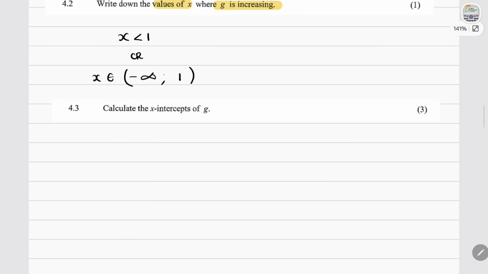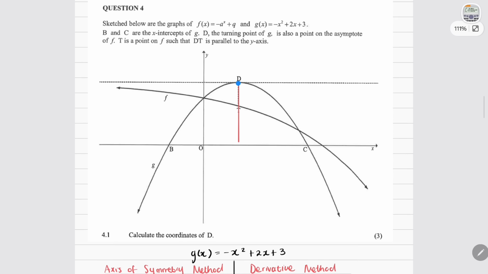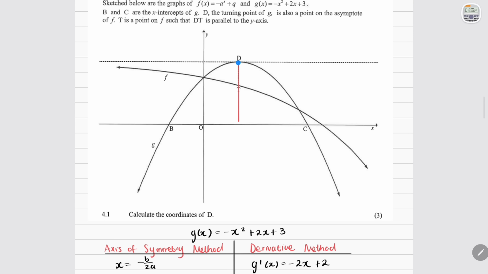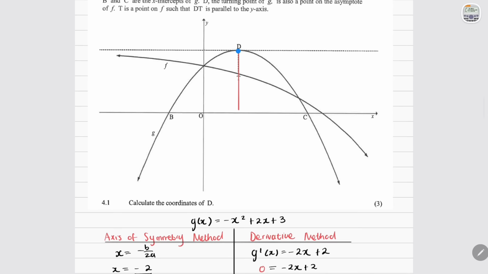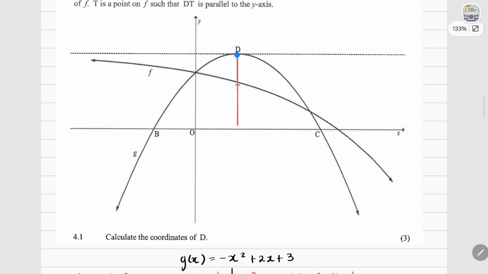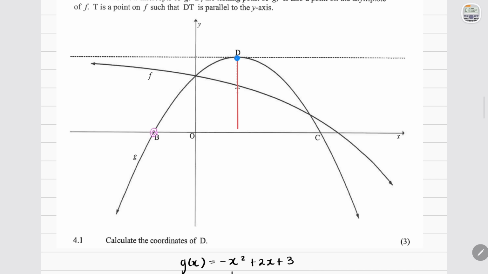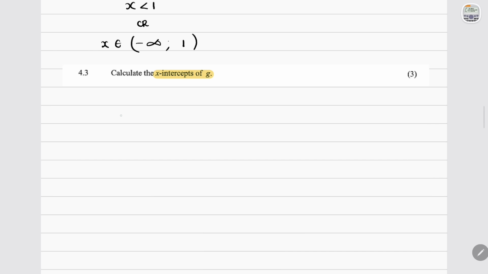The next question, 3.4, says calculate the x-intercepts of g. Okay, so the x-intercepts of g, those would be these, B and C, because this is our graph of g. So these are the places that it cuts the x-axis. To find an x-intercept, remember, the x-intercept is at the point where the y value is 0. Whatever this is, it will be negative something. The y value that goes with this is 0, if you try to write that point down.